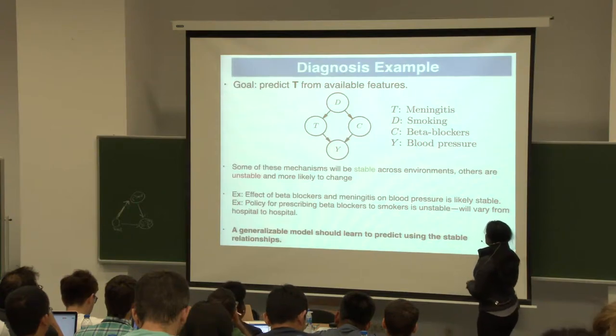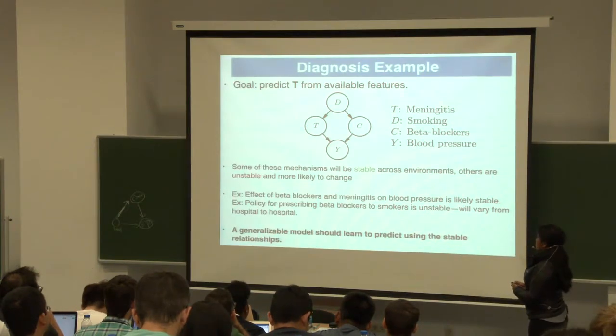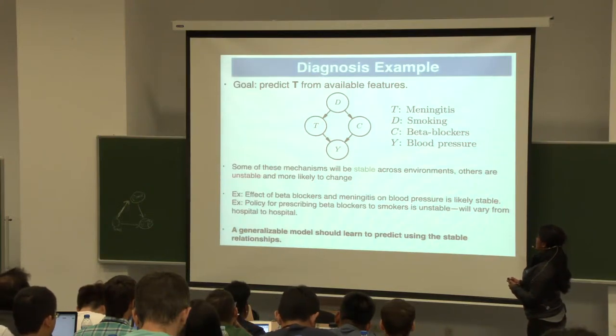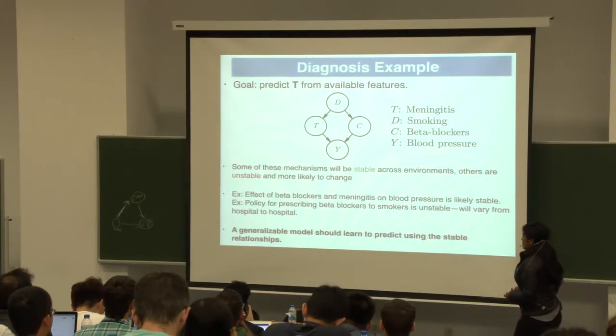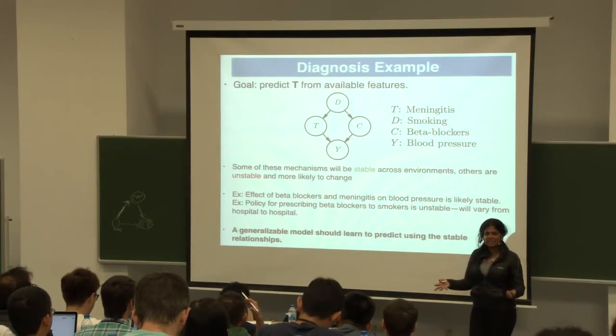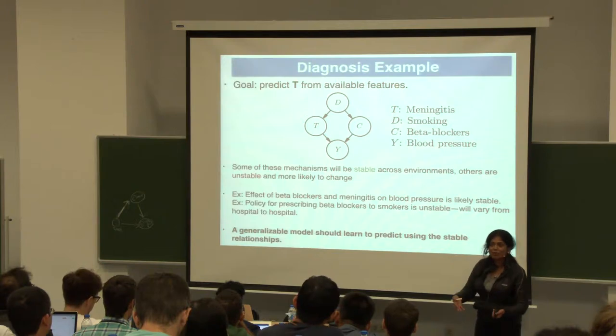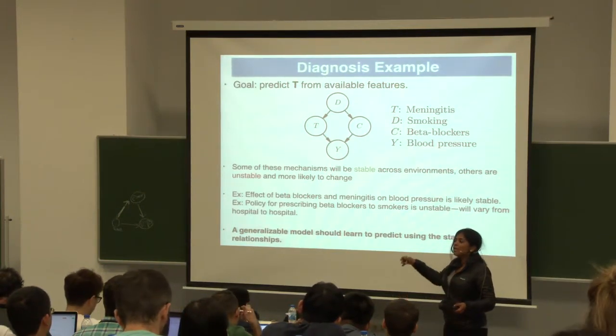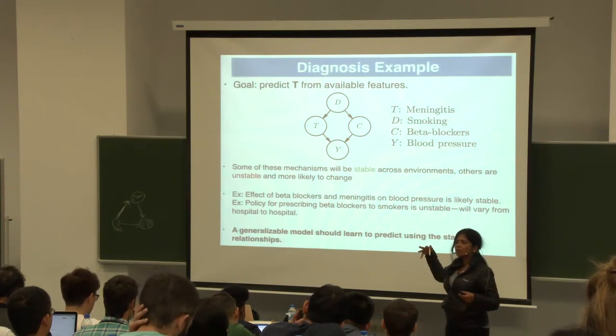Okay, so the effect of beta blockers and meningitis on blood pressure is likely stable, and the fact of prescribing beta blockers to smokers, that's this one, is unstable. And a generalizable model should learn to predict using stable relationships, because that's basically a model that will generalize, right? If you have unstable relationships, you know they don't generalize by construction. So that's the main intuition here.